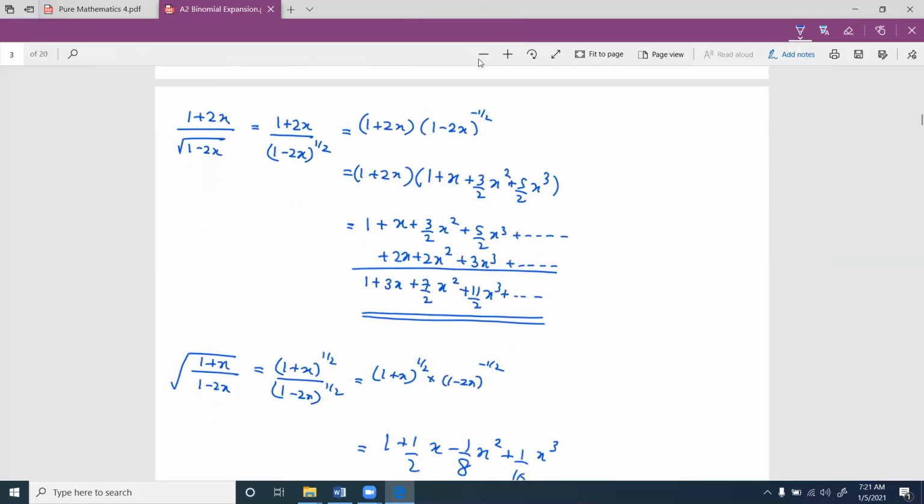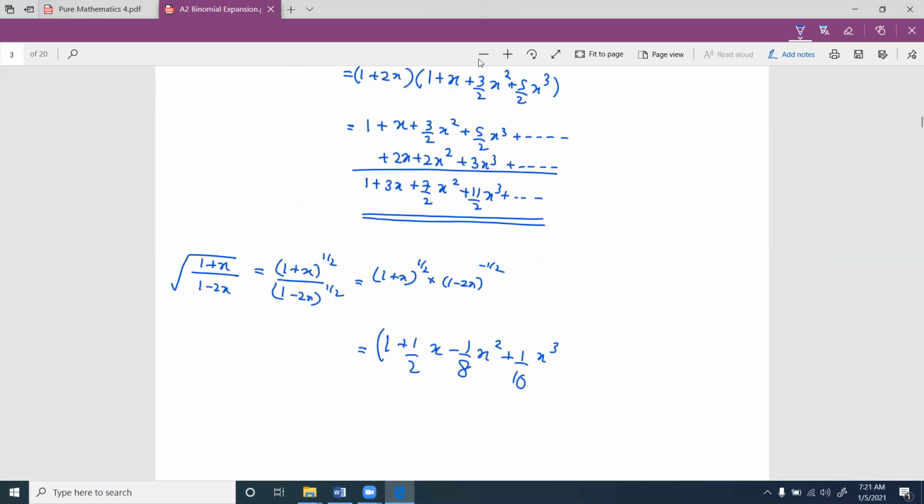Then I can include this term. Here also they might ask you to write down the expression up to x to the power 3. Usually that is the format they ask. So this expression, it's over here, so we can write it here: 1 plus x plus 3 over 2 x to the power 2 plus 5 over 2 x to the power 3. Right? Then we are going to expand it.